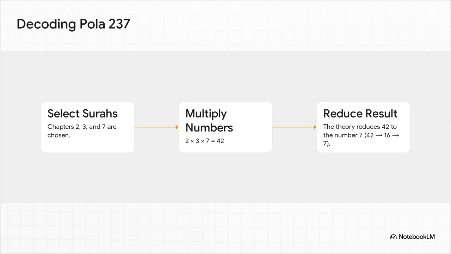Okay, so here's how it works. You take the chapter numbers, 2, 3, and 7. First, you multiply them together. 2 times 3 times 7 gives you 42. But now here's the really crucial part. The theory has these specific rules for reducing the number. In this case, the digits of 42 are somehow used to create a new number, 16, which then reduces down to 7. The whole claim hinges on this idea that this very specific reduction method is a key to unlocking the system. And that number, 7, is supposedly a cornerstone of this whole code. Just keep that number in mind because we are definitely coming back to it.